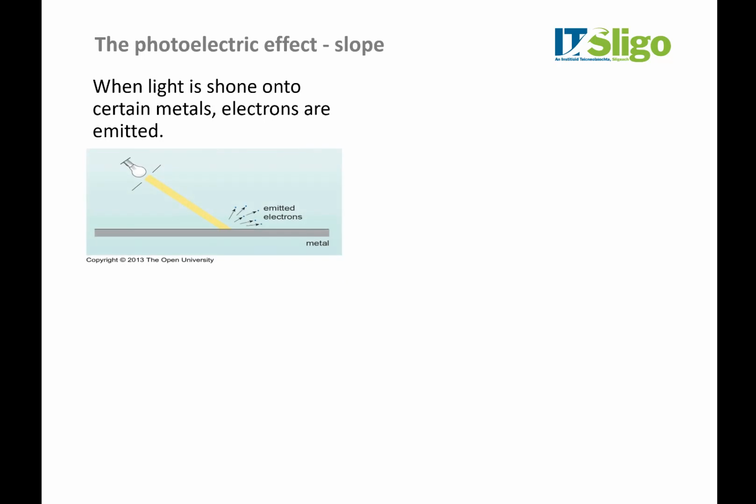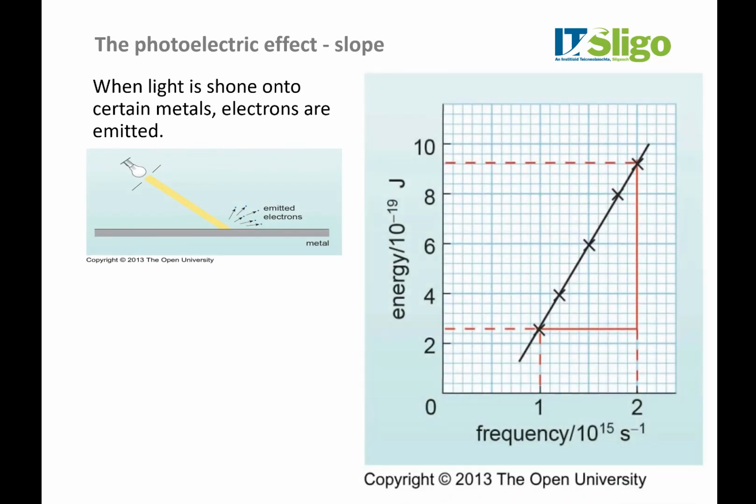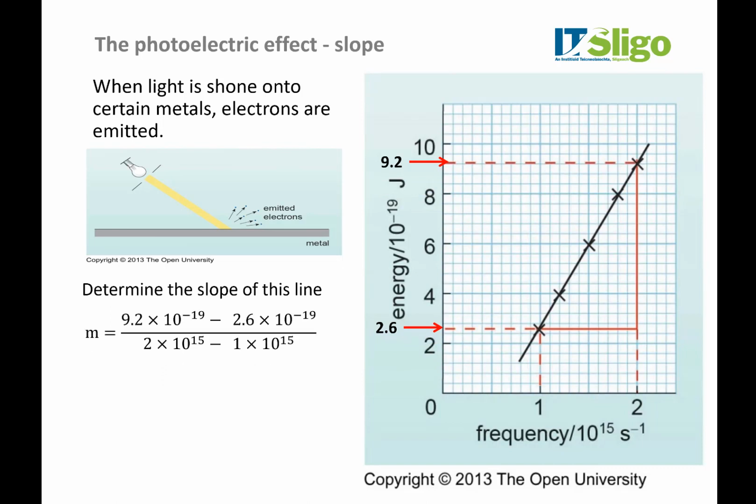Now, things can get a bit complex in science. We're looking at the photoelectric effect, and we've done an experiment, and here are our experimental results with a best fit line. Determine the slope of this line. Well, the vertical change is this. Notice that's 9.2, but it's 9.2 by 10 to the power of minus 19. This is 2.6 by 10 to the power of minus 19. On the bottom, the horizontal distance is just 1, but it's 1 by 10 to the power of 15.